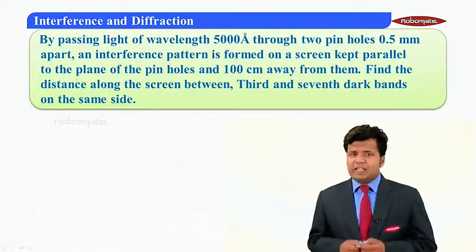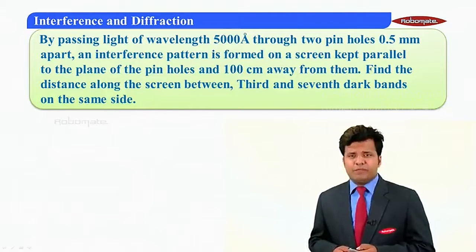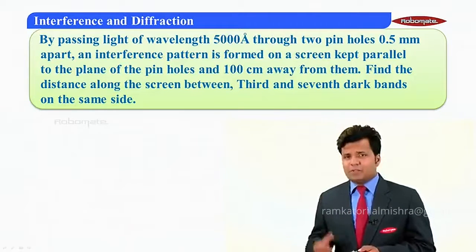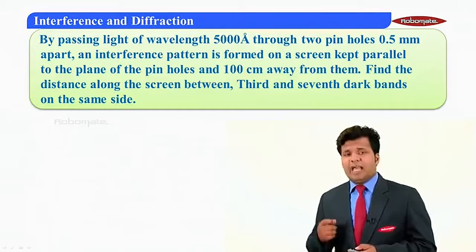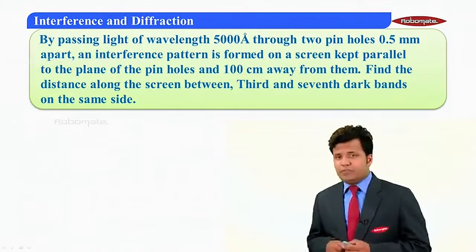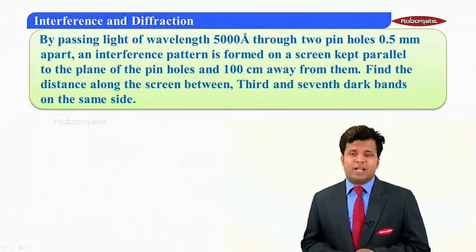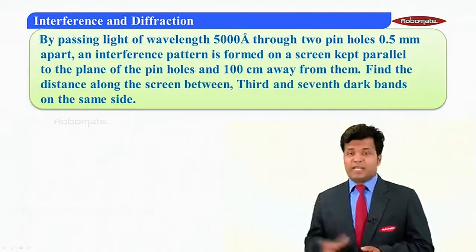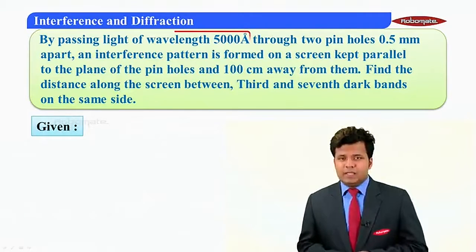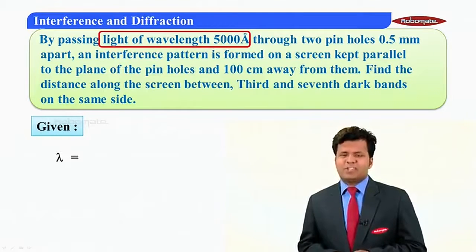By passing light of wavelength 5000 angstrom unit through two pinholes 0.5 mm apart, an interference pattern is formed on a screen kept parallel to the plane of the pinholes and exactly at 100 cm away from them. Then you need to find out the distance along the screen between the third and the seventh dark bands which are on the same side. So given is lambda, that is wavelength, 5000 angstrom unit.